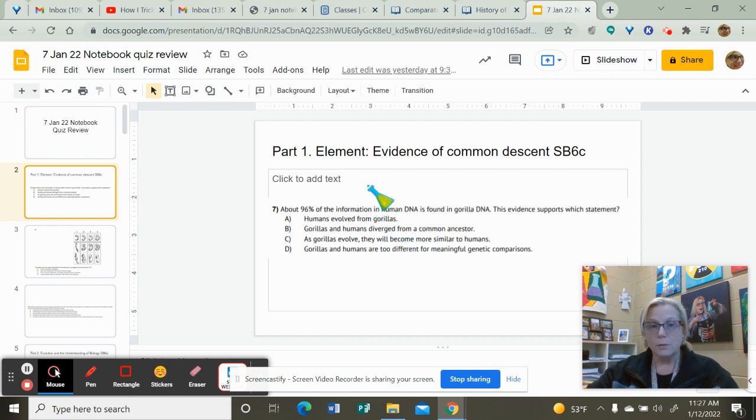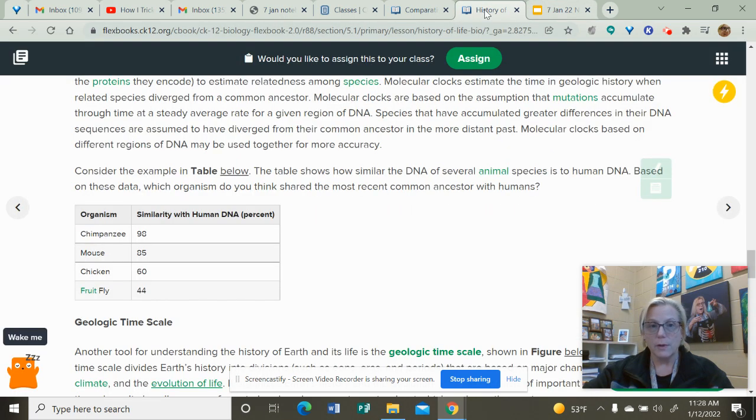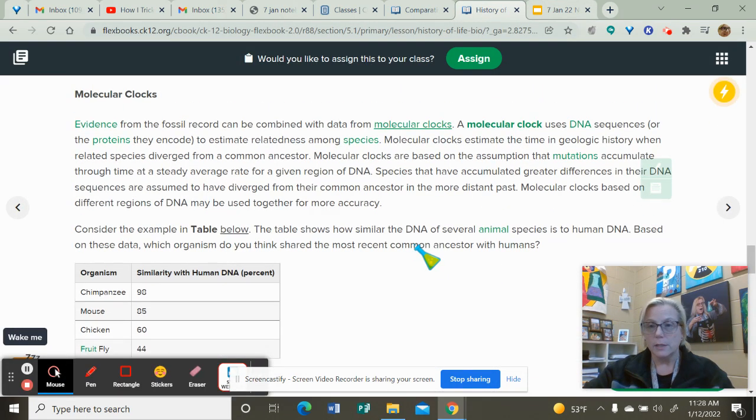Now, I'm going to go through the questions, show you where to find the information that we have discovered, or should have discovered, on assignments, and also give you some tips and tricks on these types of questions. So, the first question: about 96% of the information in human DNA is found in gorilla DNA. Which evidence supports this statement?